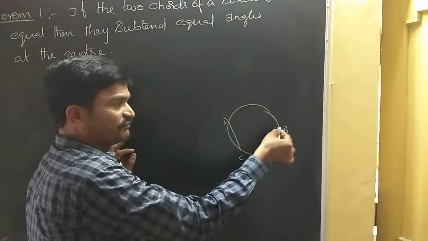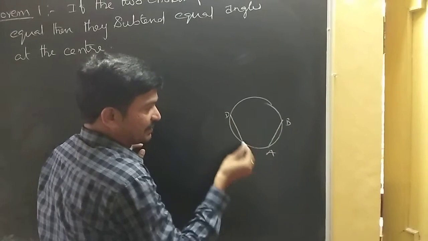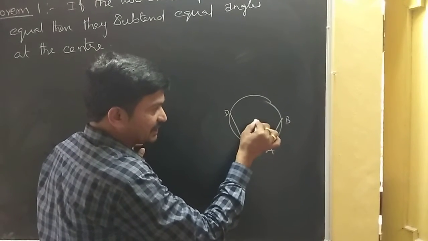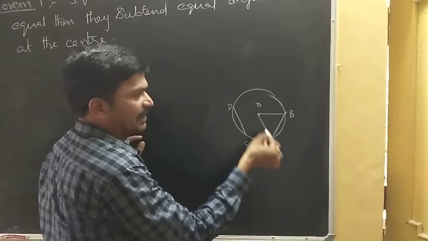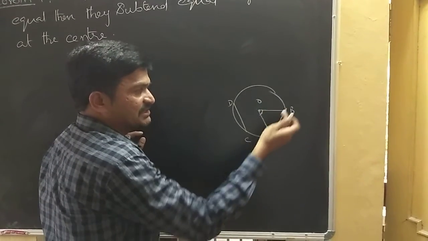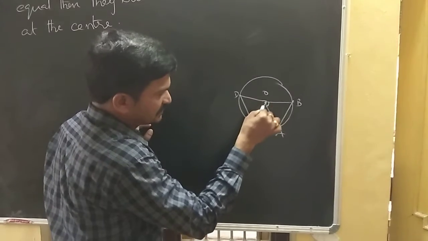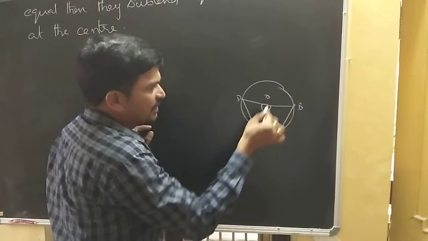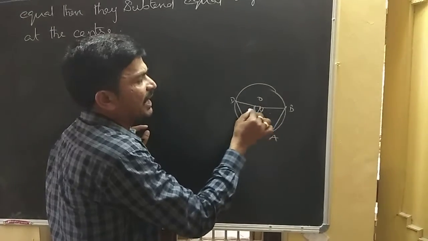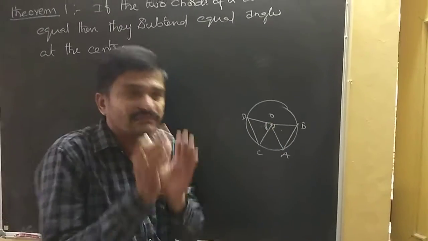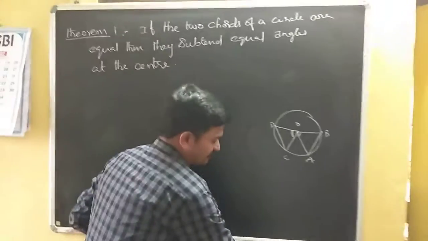Now, if these 2 chords are equal, then they subtend an angle. The angle subtended by chord at the center. Let us mark the center O. This is the angle. What is the angle? AOB. This is the angle subtended by this chord. In the same way, if you join COD, this is the angle subtended by chord CD. These 2 angles are equal. That is the point we are going to prove. Let us see how we are going to prove that one.